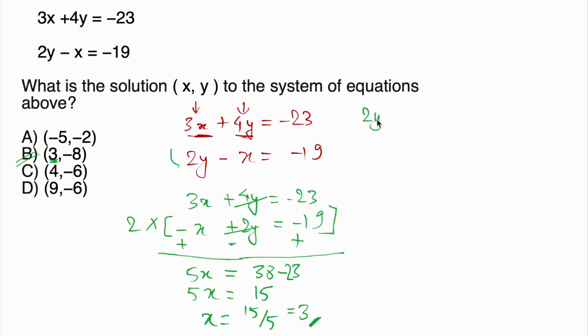So 2y minus 3 equals minus 19. 2y equals minus 19 plus 3. y equals minus 16 divided by 2. This will be minus 8. So hence we can confirm that option B is the correct option for this question.